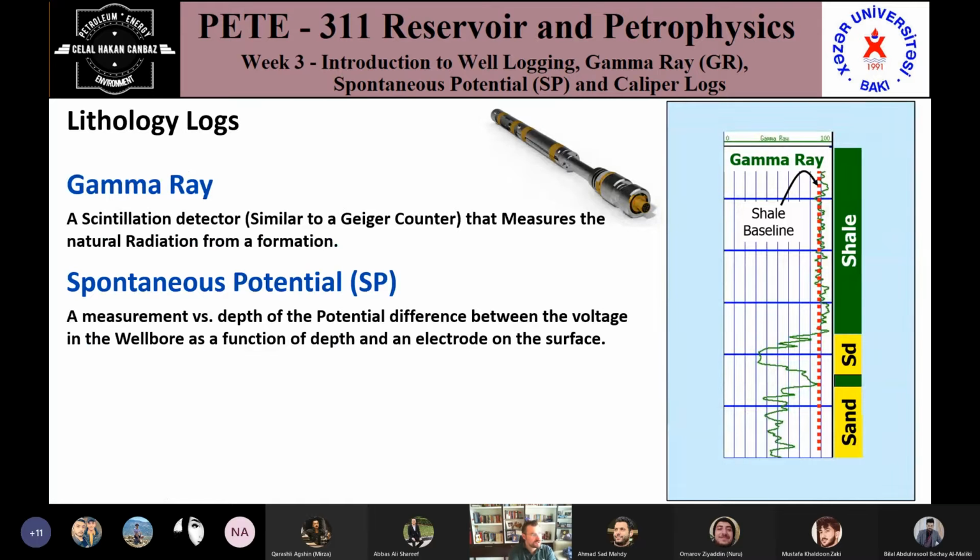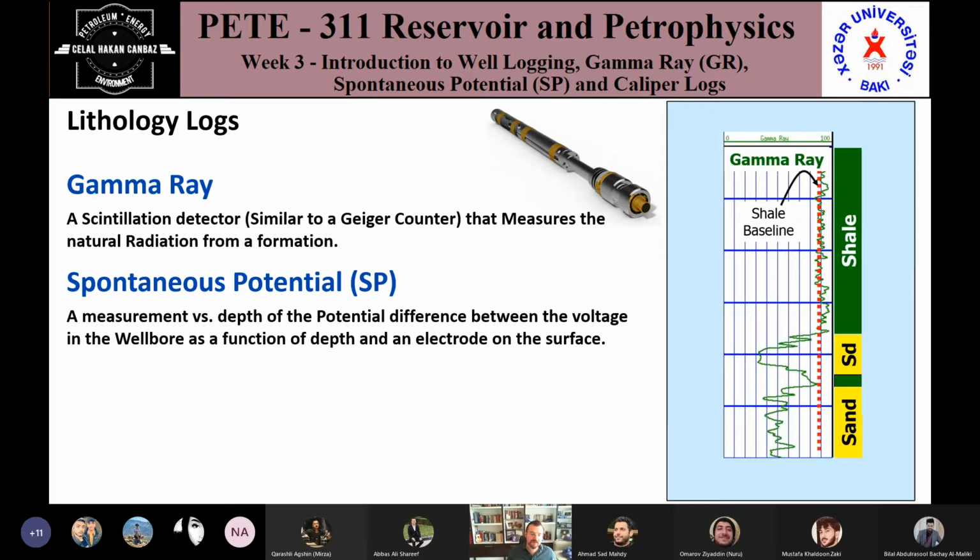When we mentioned previously gamma ray and spontaneous potential log types, we mentioned the basic logging actually is gamma ray. This is the earliest invented logging type. It uses a kind of scintillation detector that measures the natural radiation from the formation.